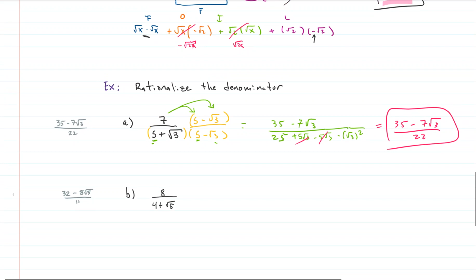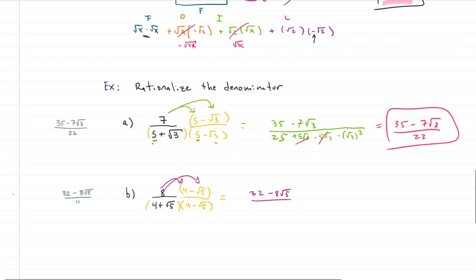In our second one, we have 8 in the top and 4 plus root 5 in the bottom, and we're trying to rationalize the denominator. So again, we've got to multiply by the conjugate in the top and the bottom. So we have 4 minus root 5 in the top and the bottom. Let's multiply the 8 through, so we get 8 times 4, which is 32, and 8 times negative root 5, which is negative 8 root 5.